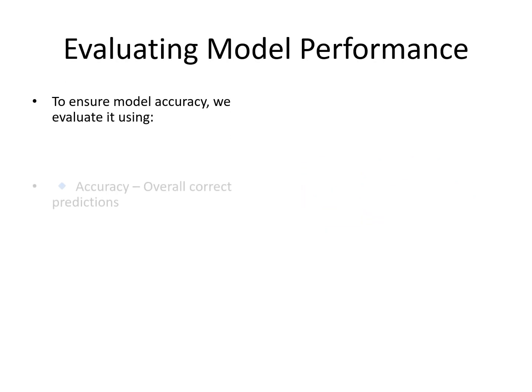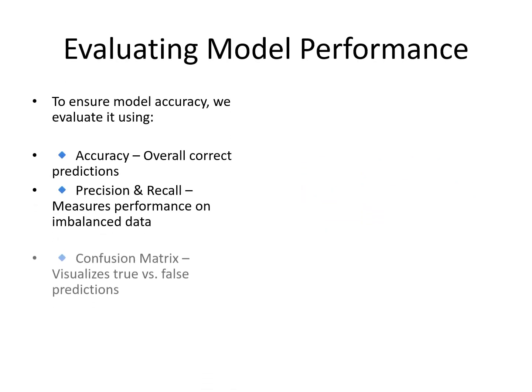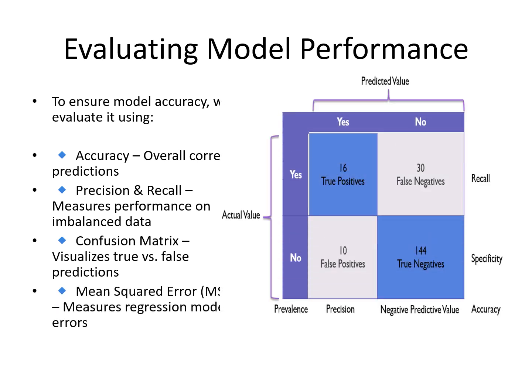Now that we have built our machine learning model, how do we know if it's actually good or not? That's where model evaluation comes into the picture. Today we will explore different ways to measure model performance and when to use each metric. First is accuracy. Accuracy is the overall score. Accuracy is the simplest way to evaluate a model. It tells us the percentage of correct predictions out of the total predictions. The formula of accuracy is accuracy equals correct predictions divided by total predictions times 100.